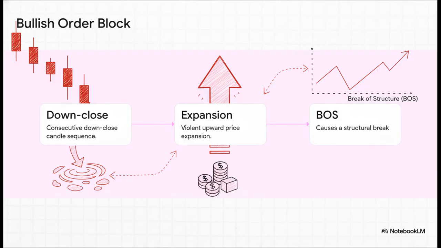Let's say we want to identify a bullish order block. We need a very specific chronological sequence. Step 1. You're looking for a consecutive down-close candle sequence. Step 2. This has to be followed immediately by a violent upward expansion in price. And Step 3. That expansion absolutely must cause a break of structure, or BOS, in the market.